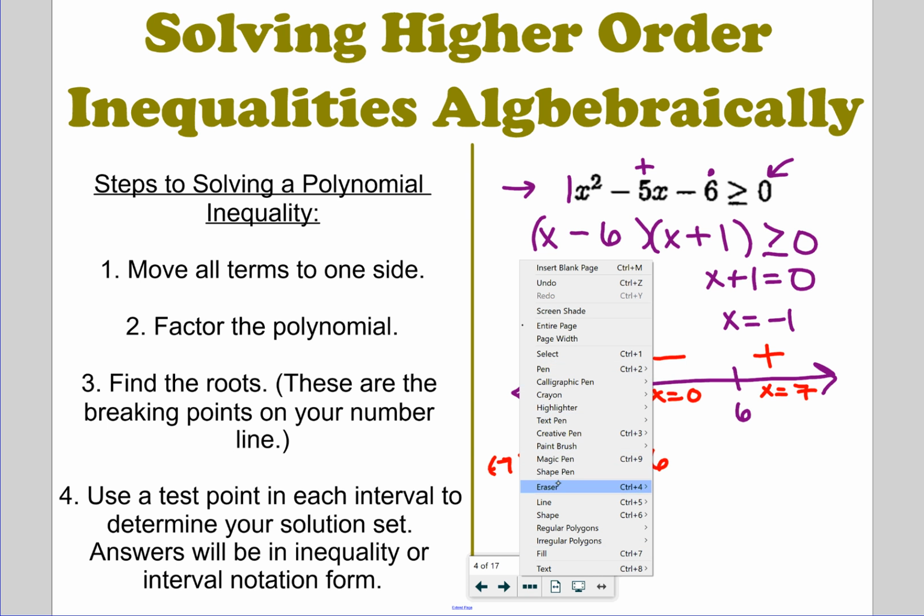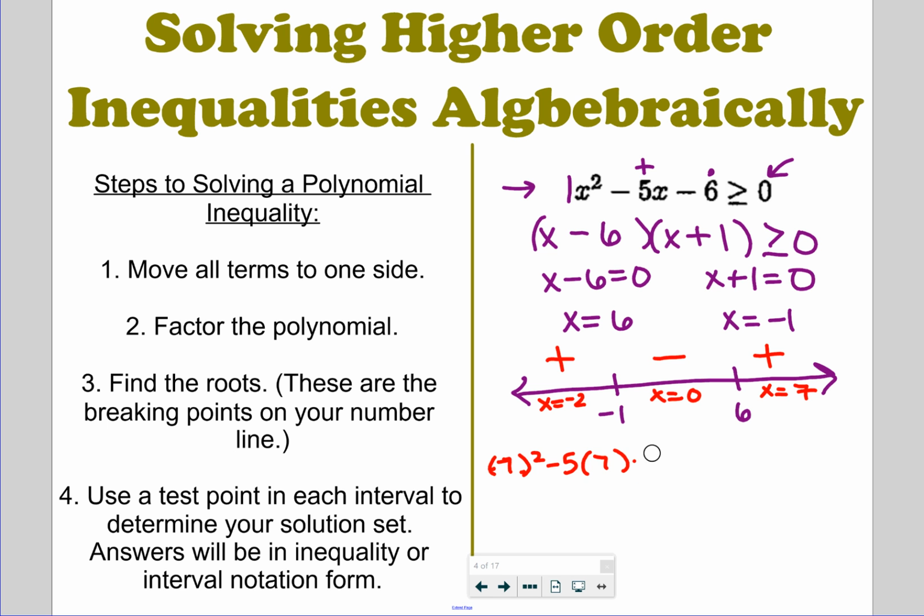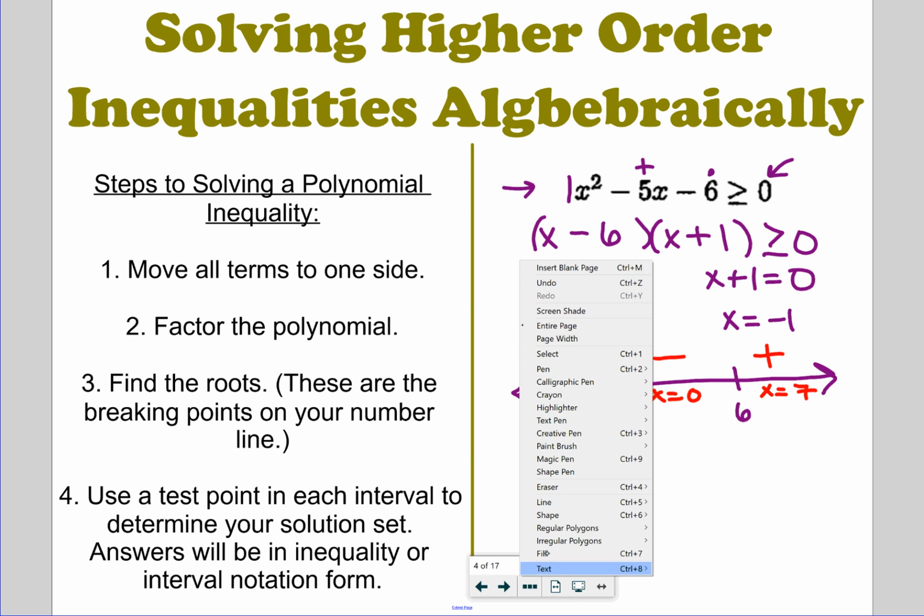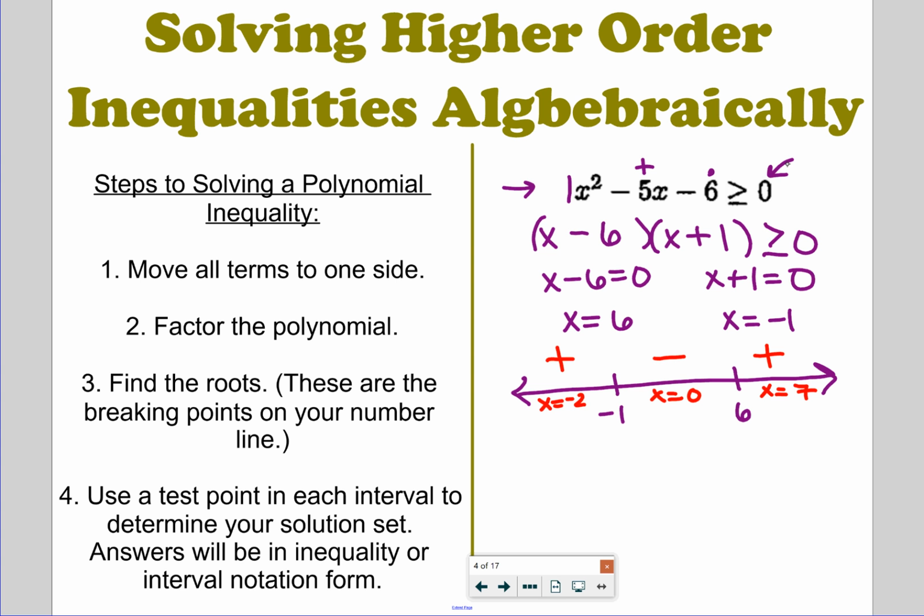Okay, so now to answer the question, once you've got your number line filled out with your pluses and minuses, you can then determine where your function is positive, above the x-axis, or negative, below the x-axis. In this problem, we wanted to know when our quadratic was greater than or equal to 0. So when it was positive or equal to 0. So that would be this interval and this interval. And remember, -1 and 6 are included in the interval here because that's where it equals 0. So that's part of my solution.